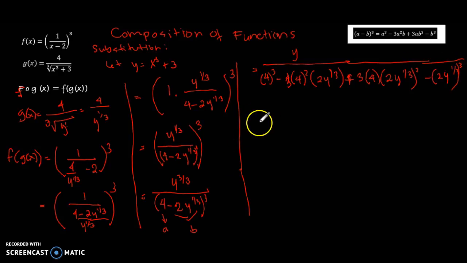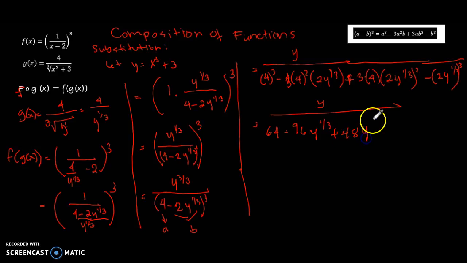Let's simplify this. Oh, I hope I have enough time. y over this is 64. That is 3 times 4 squared, which is 16, 48 times 2, 96, y to the 1/3, plus 3 times 4 times 2 squared. This is 2 squared, that's 4 times 4, 16 times 3, 48, y to the 2/3. Okay, because 1/3 times 2. Minus 2 cubed, that's 8, y to the 3 times 1/3, that's just 1.